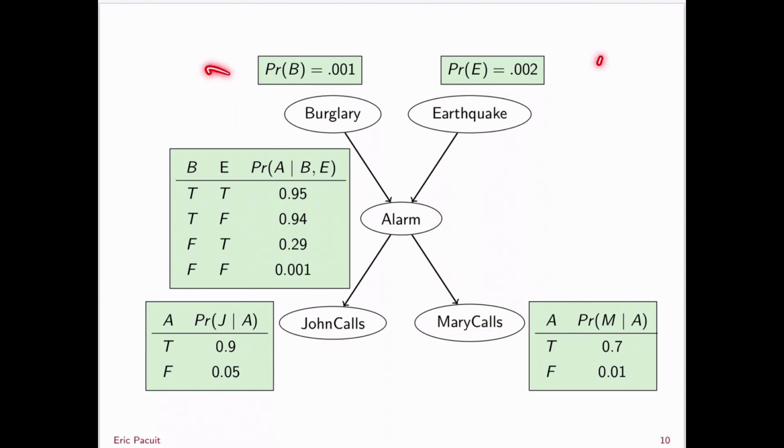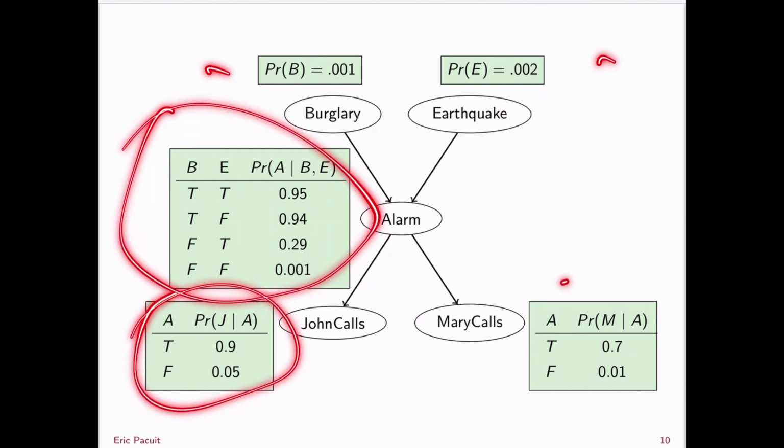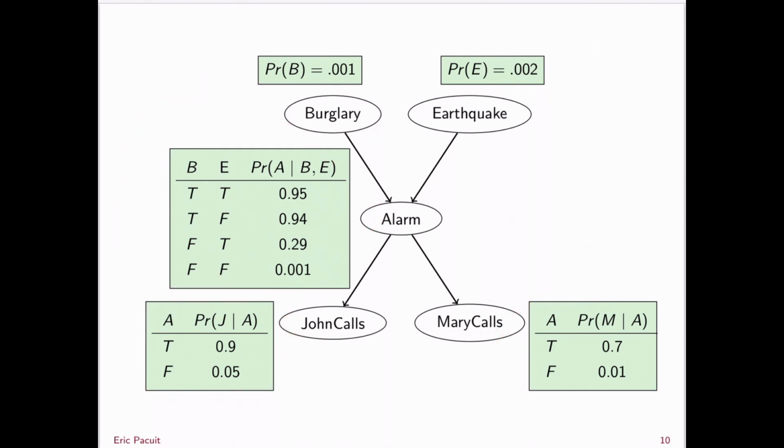Now, the green tables here are the conditional probability information. This is the probability information we need to infer any other probabilistic information about the situation. So the burglar and the earthquake are assumed to be independent, so we just have to provide the prior probability of somebody breaking into my house or there being an earthquake. And let's just assume there's a very low probability that somebody's breaking into my house and a very low probability that there's an earthquake. Now, what about the alarm going off?